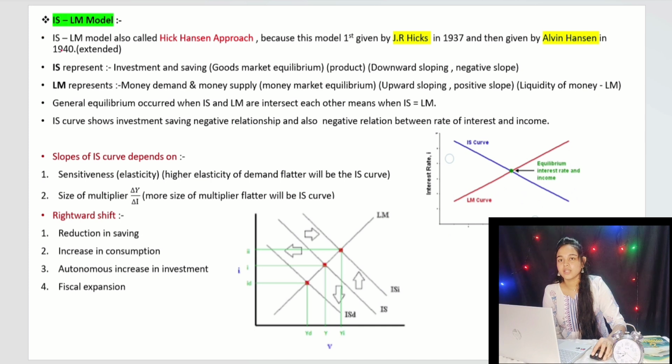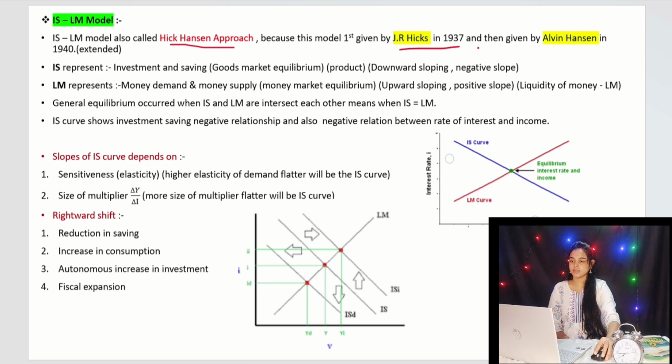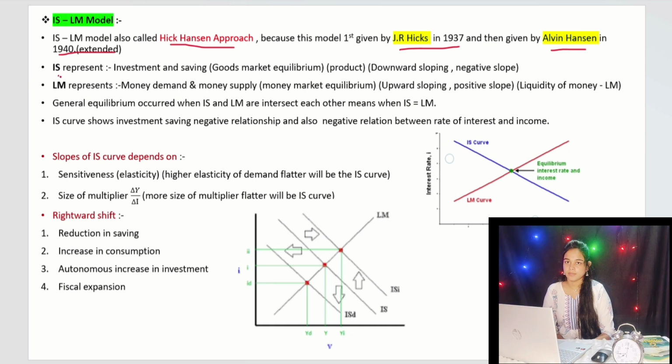IS-LM model, also called the Hicks-Hansen approach, because this model was first given by J.R. Hicks in 1939 and then Alvin Hansen gave an extended version of this model in 1940. So I means investment and S means saving. So IS represents goods market equilibrium through investment and saving, and it is downward sloping from left to right like a demand curve. Similarly, LM. L means liquidity and M means money.